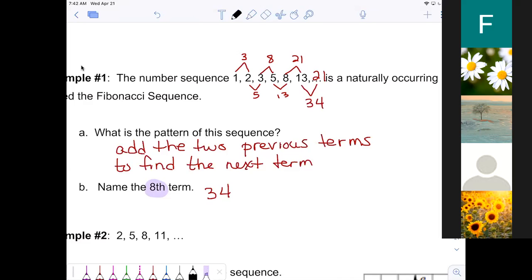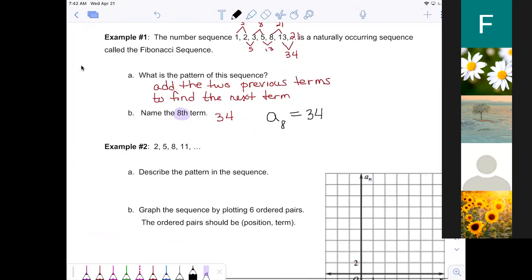The way we would write that, we would say A with the little subscript of 8. So the A represents a sequence. Instead of using a y or an f of x, we use an a to represent a sequence. And then the 8 says we're finding the 8th term, and that's equal to 34. So that's the notation that you're going to be using for sequences. So a sub 8, it's a subscript, so we say a sub 8 equals 34. All right, let's check out the next one.